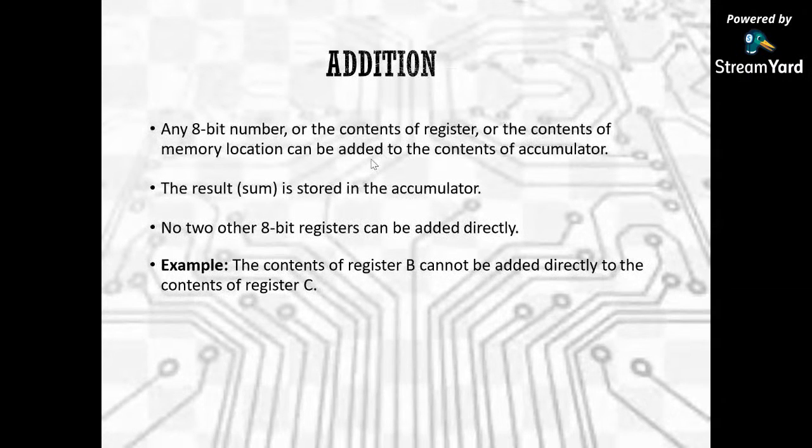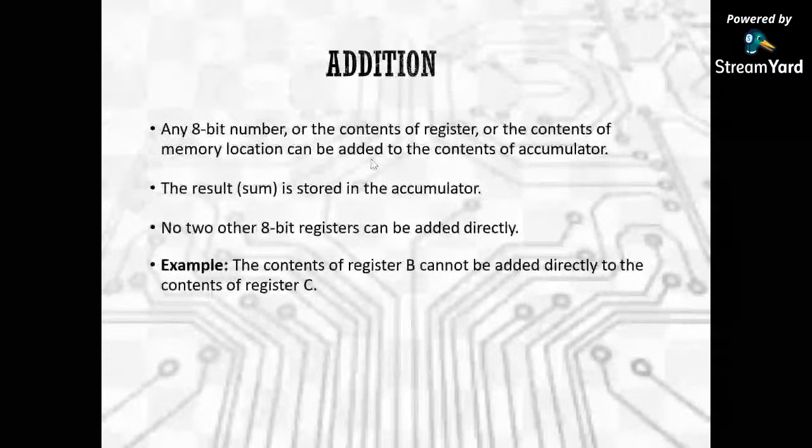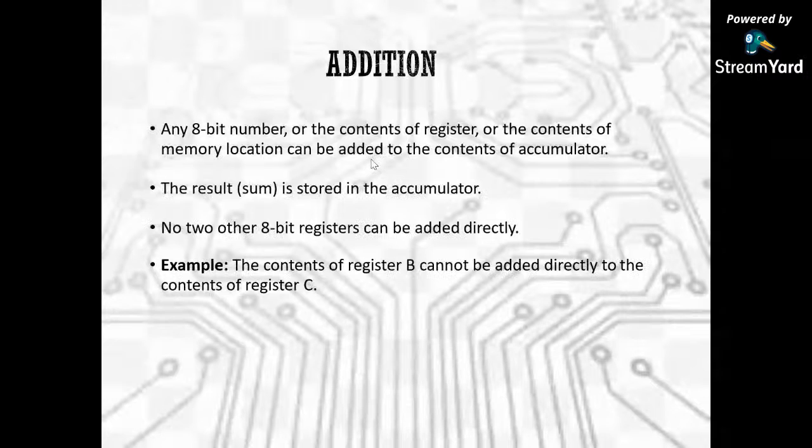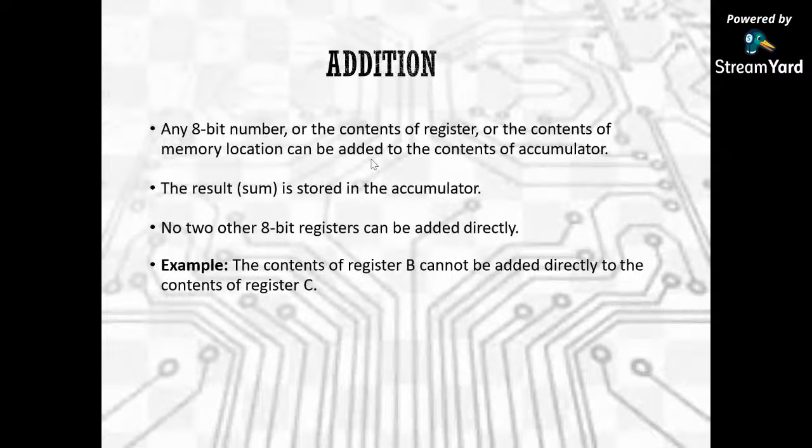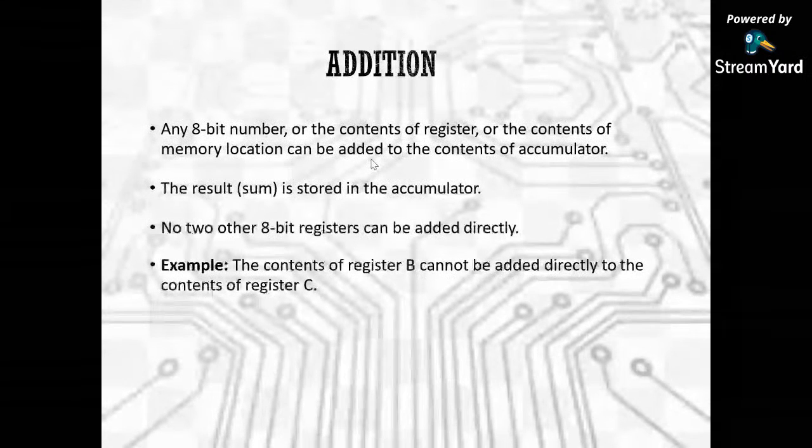Addition then. Any 8-bit number, content of register or content of memory location, can be added to the contents of accumulator. The result, the sum, is stored into the accumulator. No two other 8-bit registers can be added directly. For example, the content of register D cannot be added directly to the content of register E because it should use accumulator as the buffer.